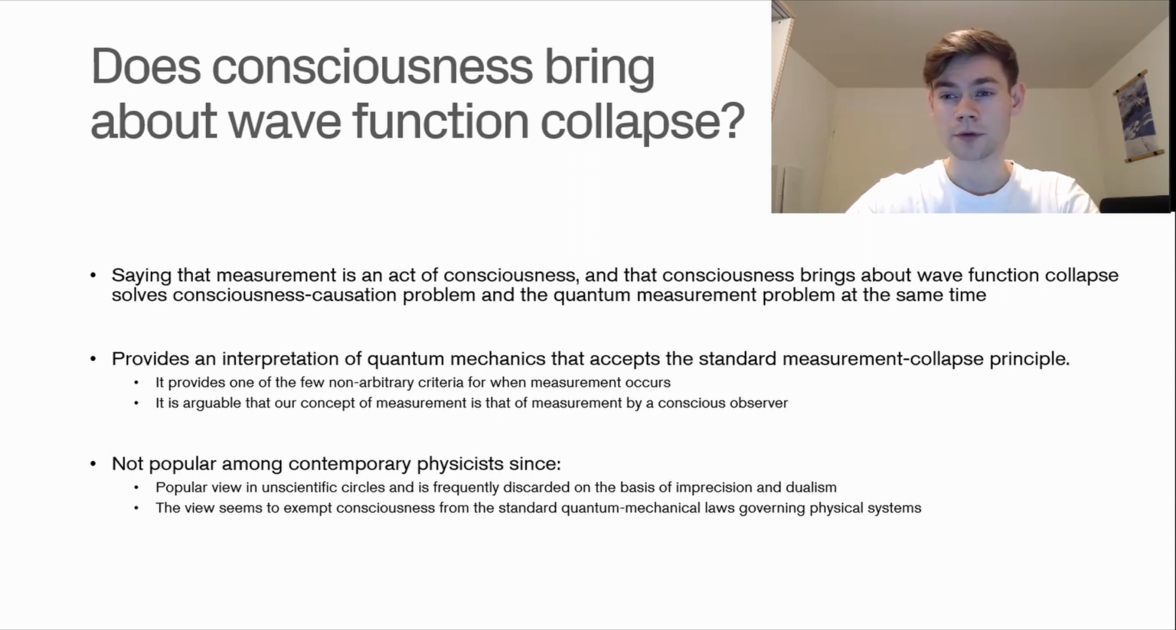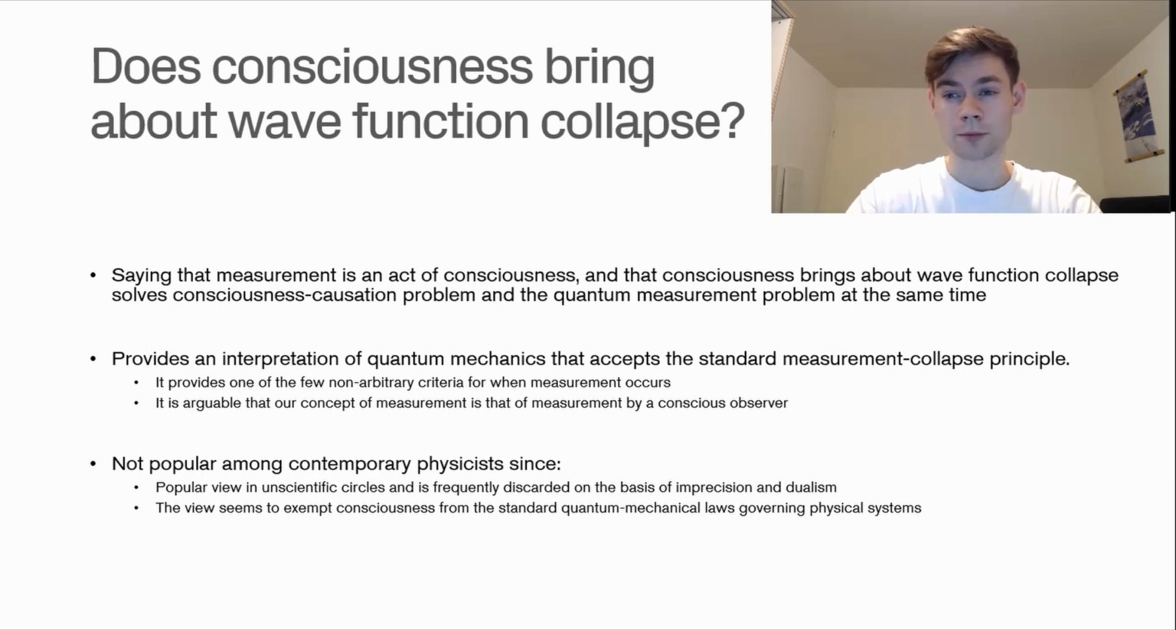And it provides one of few non-arbitrary criteria for what measurement is and when it occurs. And perhaps then, if this avenue seems fruitful, our concept of measurement might only be that it's measurement by a conscious observer. That would leave us in a better position to scientifically describe quantum mechanics and also gain an understanding of what happens when we have these kinds of collapsing criteria.